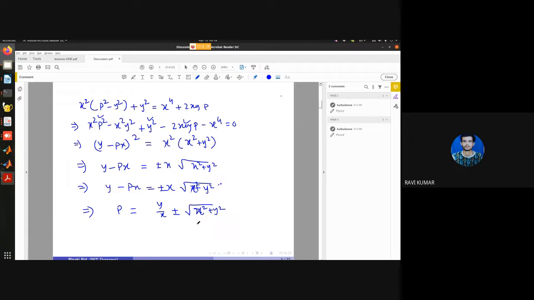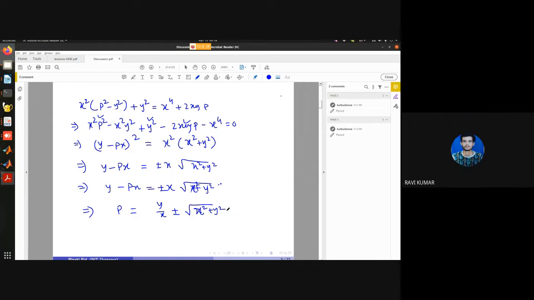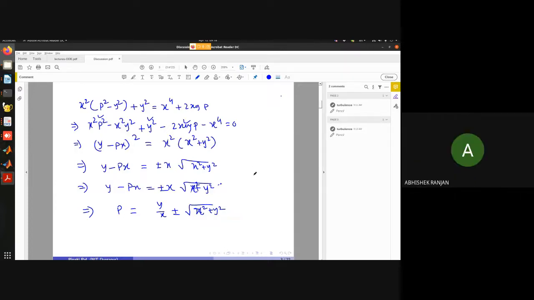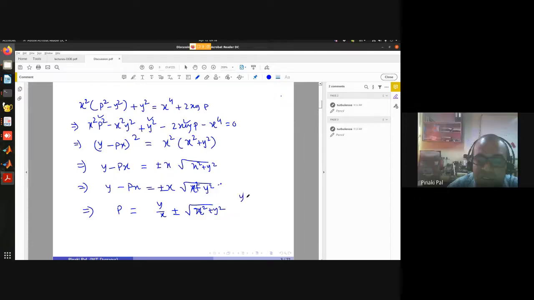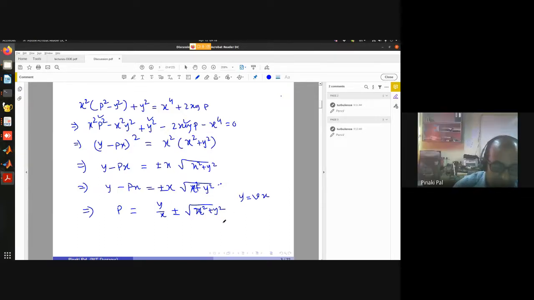Log y by x plus under root x square plus y square by x, minus x, minus c. So y equal to vx, I think it will work. You can try it. We have to make the under root in the form of y by x, so under root 1 plus y by x square. So you can solve it actually.